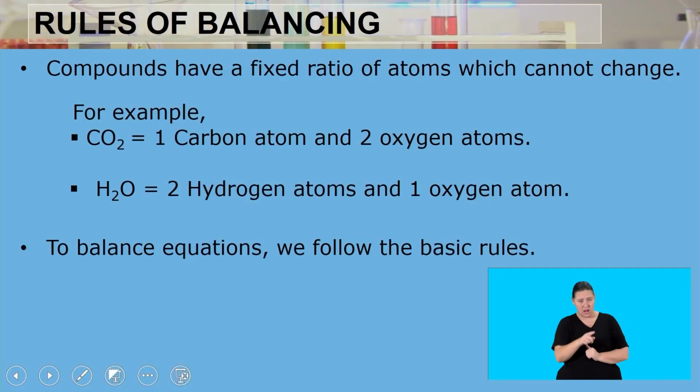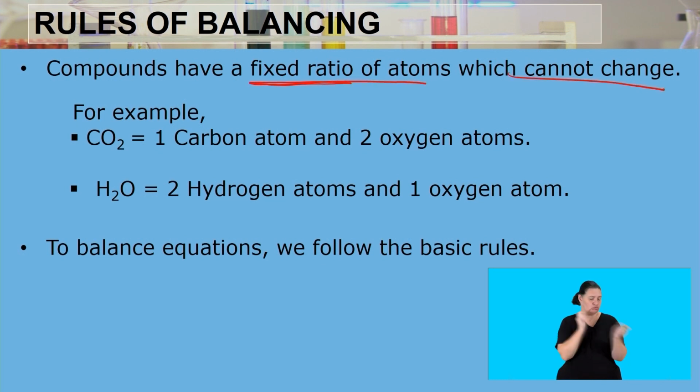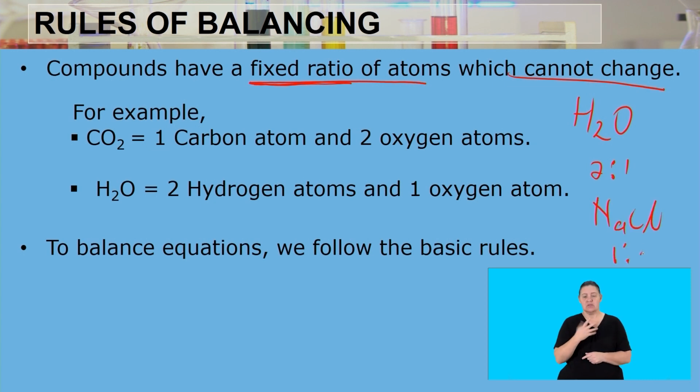Now, we know that compounds have a fixed ratio of atoms which cannot change. We know that H2O always has the ratio of 2:1. For every 2 hydrogen atoms, there must be 1 oxygen atom. Again, when we're talking about NaCl, the ratio is 1:1. For every 1 sodium atom, there must be 1 chlorine atom. So that ratio cannot change for compounds. For all the compounds, they have their specific ratio.